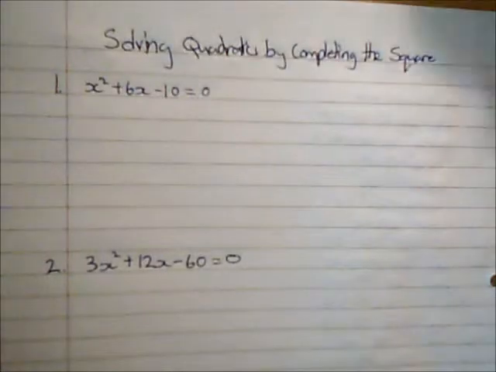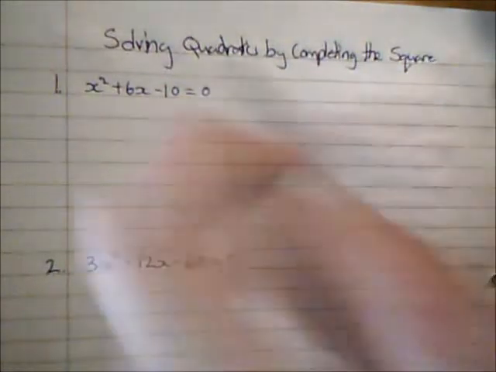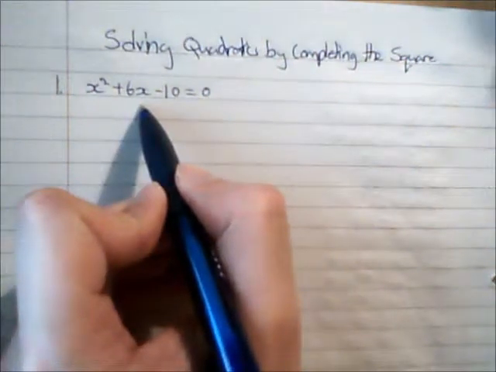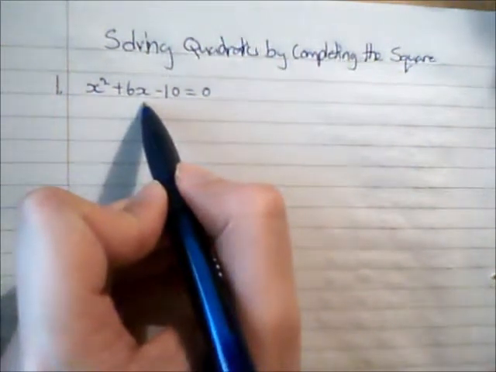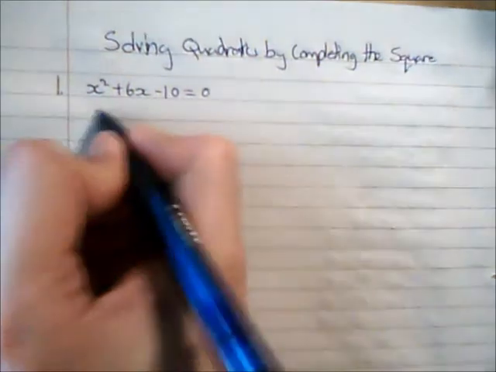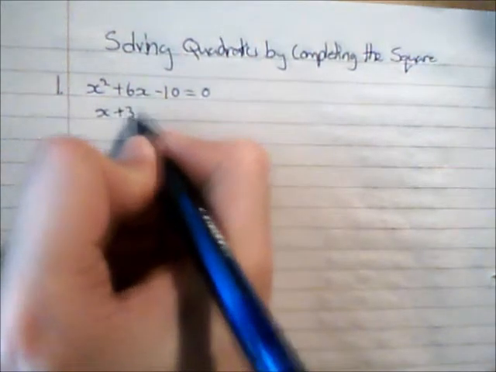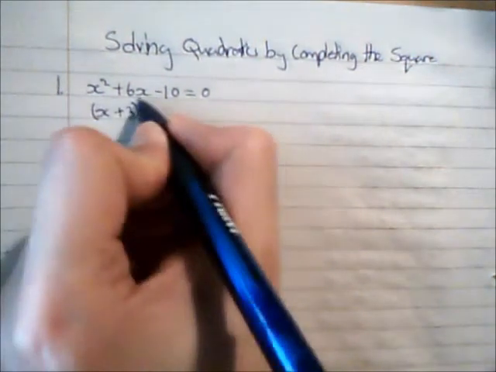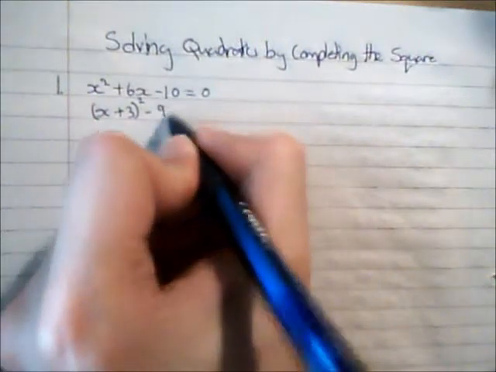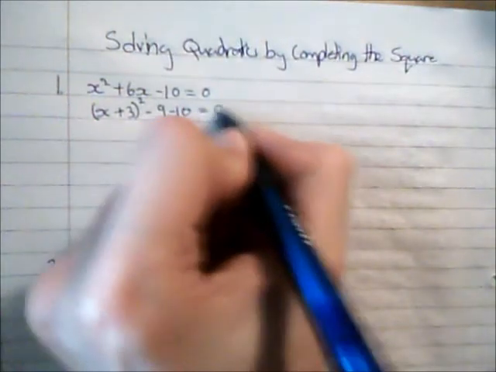In this video we're going to look at how to solve quadratic equations by completing the square. First of all, the equation must be equal to 0, so in this first example it is. I'm going to complete the square on the left hand side. If you're not sure how to do this, you can check out another video on completing the square.